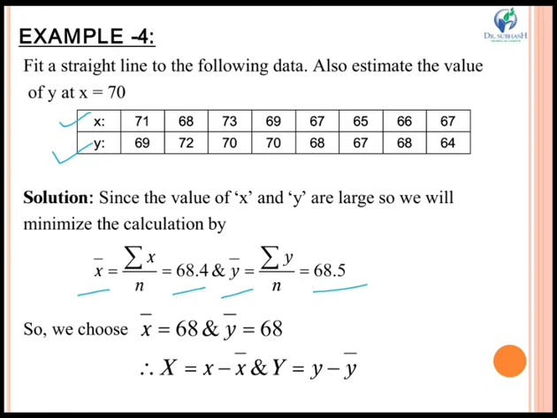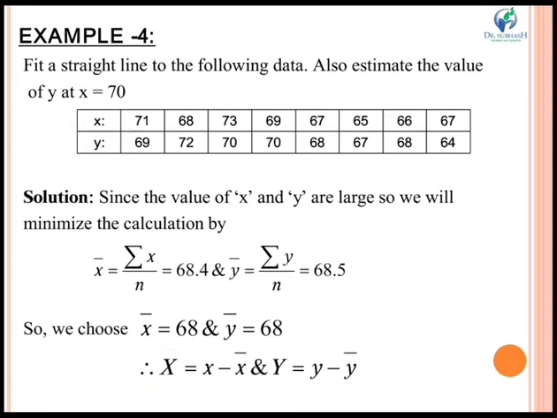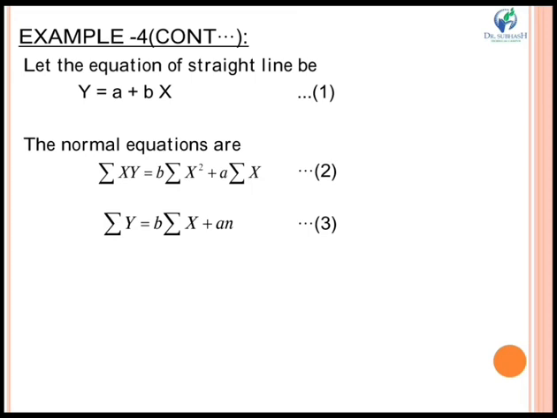For the easier method, we will consider x bar and y bar as 68 only. We will not consider the decimal portion. And we will write capital X equal to x minus x bar and capital Y equal to y minus y bar. And our equation of straight line will be y equal to a plus bx. You can also write y equal to ax plus b, but x and y must be capital.